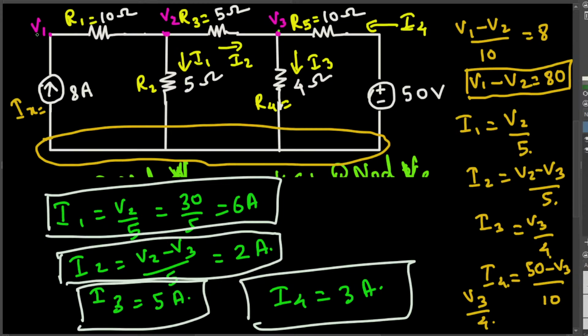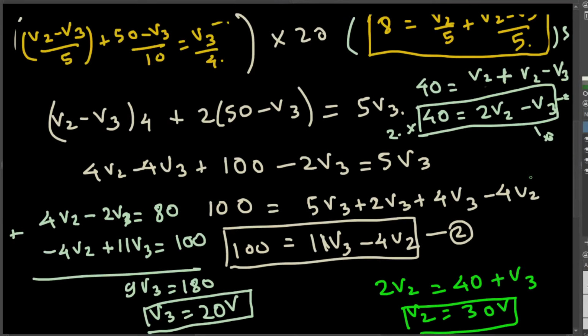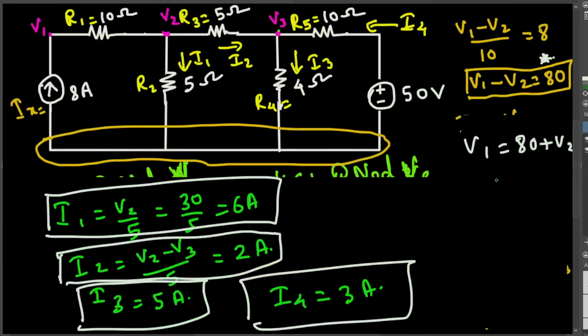The only voltage we didn't find is V1. So we can use this equation to find V1 right here. This is the one we derived earlier. It is still there. Let me erase these things and solve it here. This one is V1 minus V2 is equal to 80. We are trying to solve for V1. So V1 is equal to 80 plus V2. And we found V2 is 30. So this is going to be 80 plus 30. That is 110 volts.